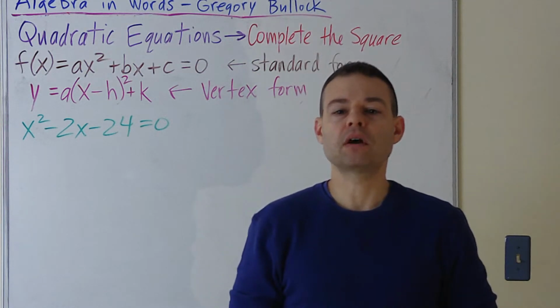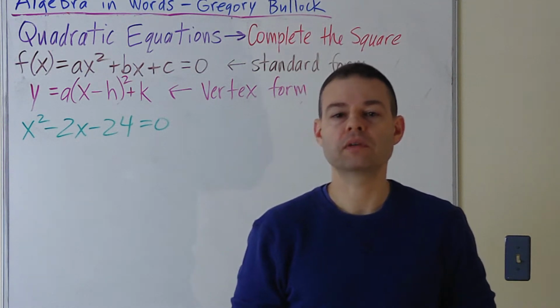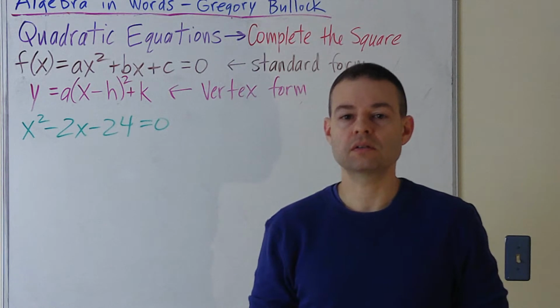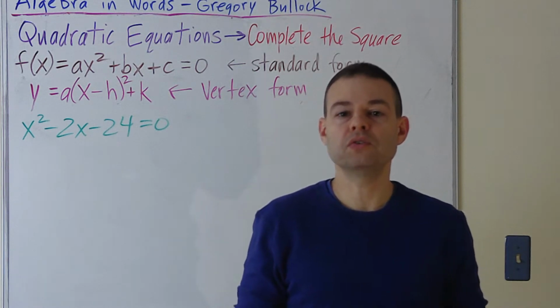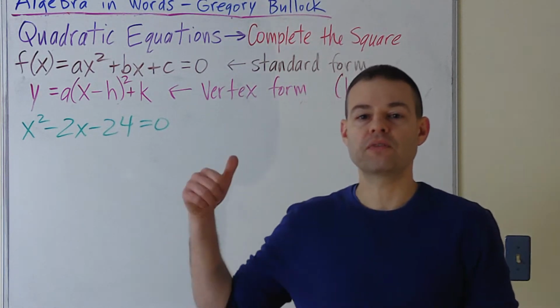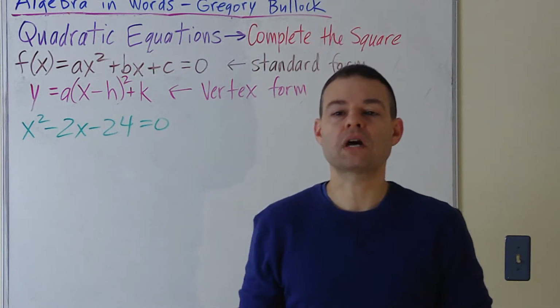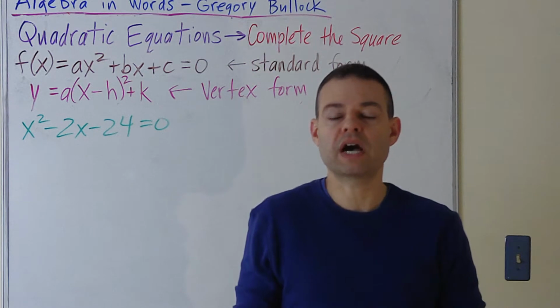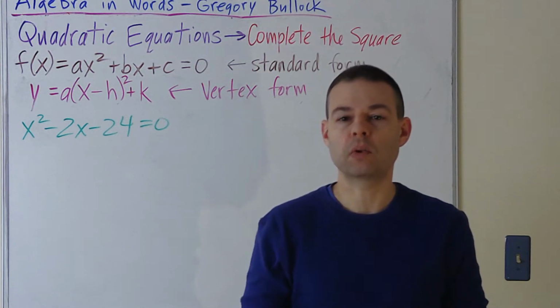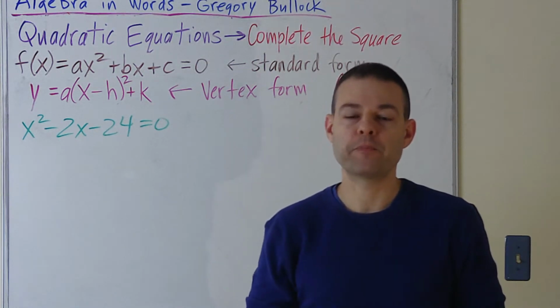Now, there are purposes for the complete the square method. One purpose is because you can use this to convert back into the vertex form. And so if you're looking for a way to not only solve to find the x-intercepts, but also find the vertex form along the way, this way accomplishes that.